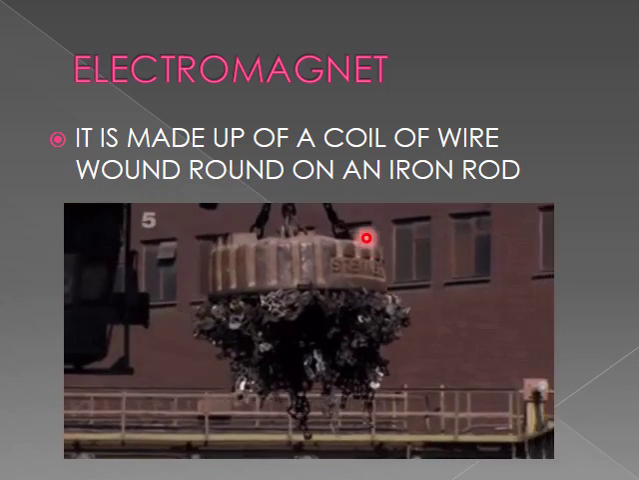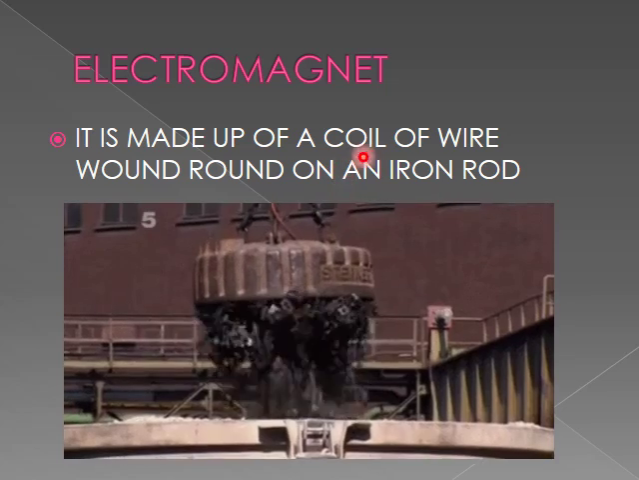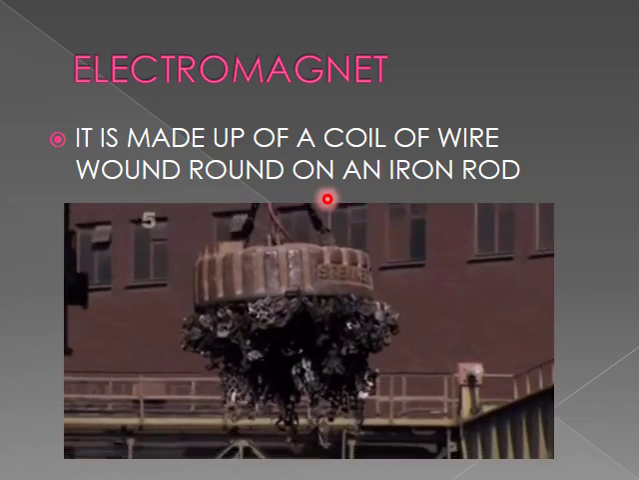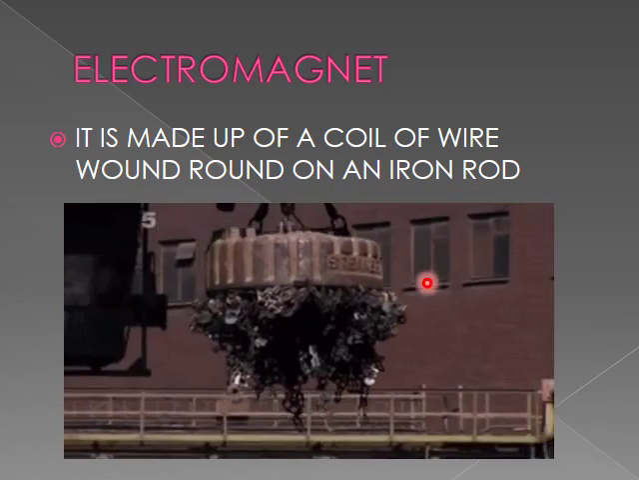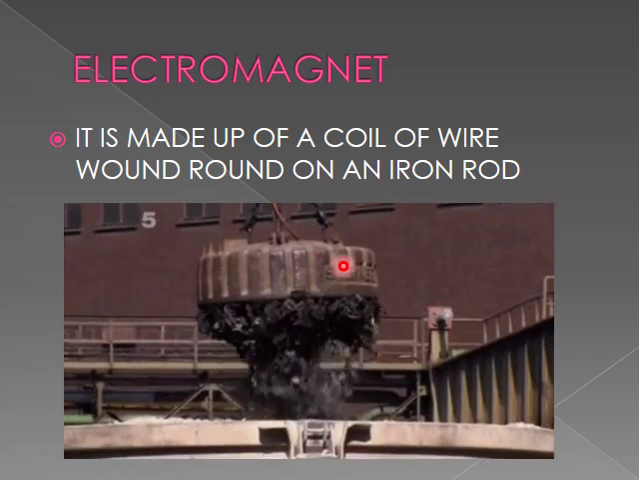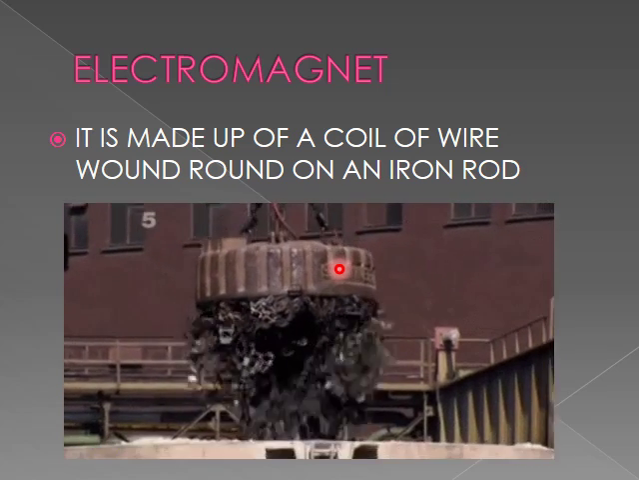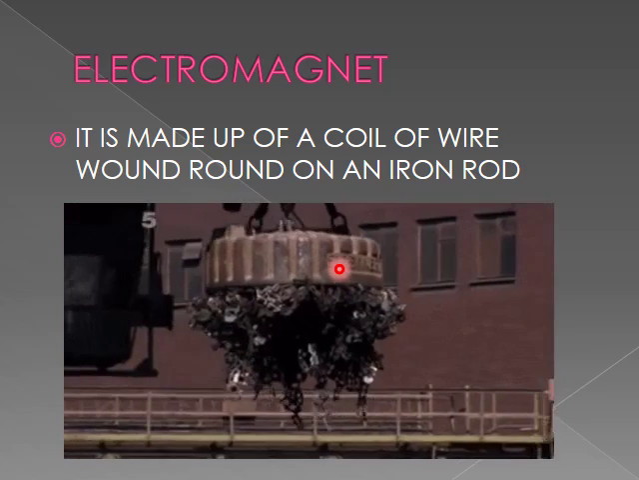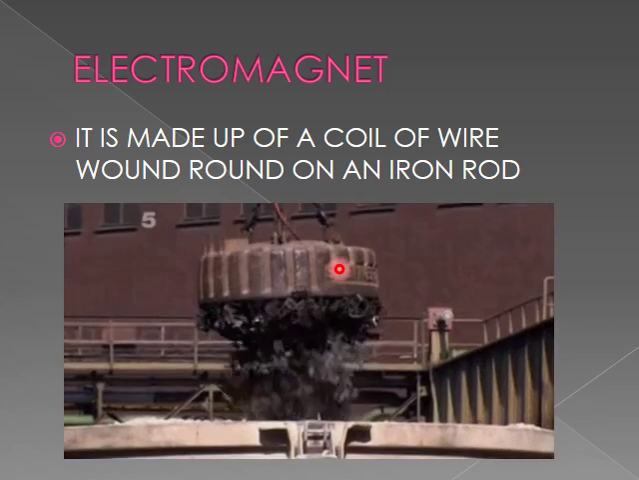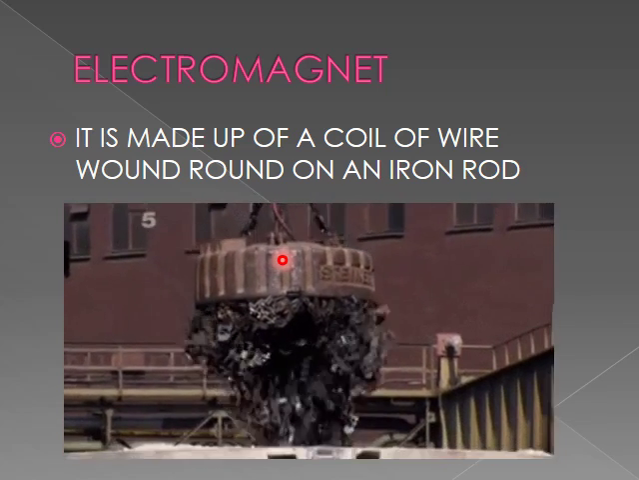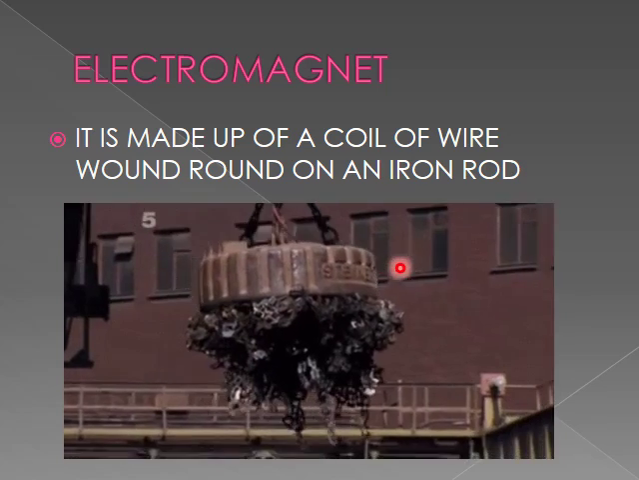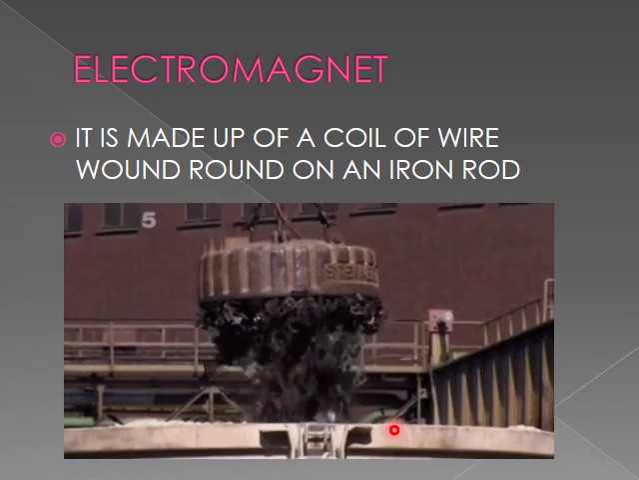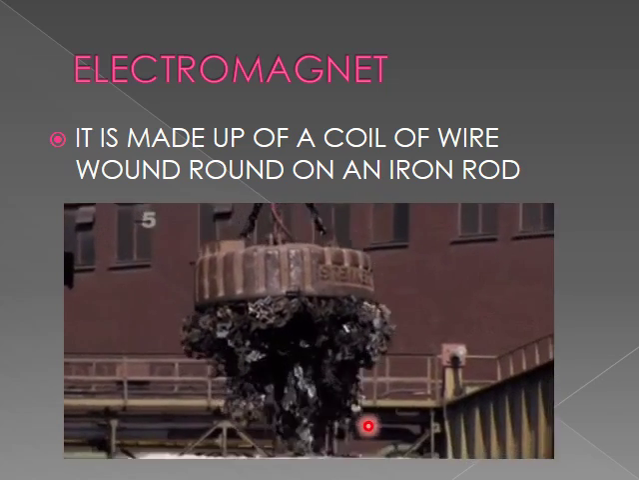So how is the electromagnet made, my dear students? Take a wire and wind this wire around an iron rod. It will make an electromagnet. So my dear students, when an electric current is passed through the coil, the iron rod becomes a magnet. And you can see here the use of the electromagnet, how the electromagnet can be used in our daily life. So the electromagnet has an important role in our daily life.